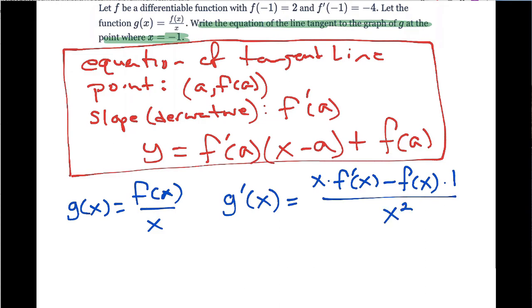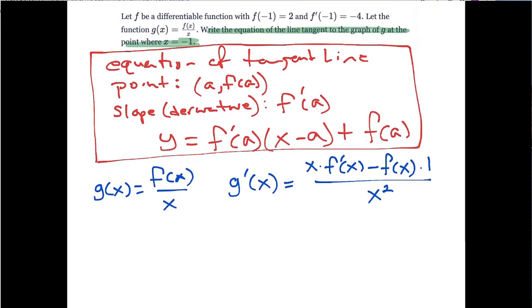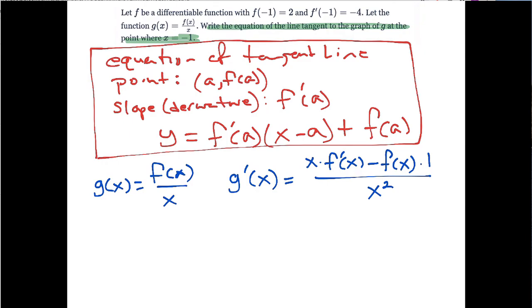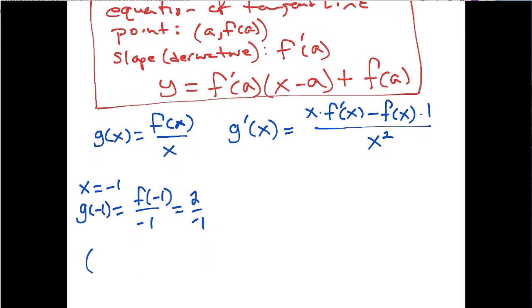So now we're going to deal with this -1. It says we're supposed to use this point -1. So when x is equal to -1, g of -1 is equal to f of -1 divided by -1. Notice we're given f of -1 in the stem of the problem. It's equal to 2. So 2 divided by -1. So that means we have the point -1 comma -2.